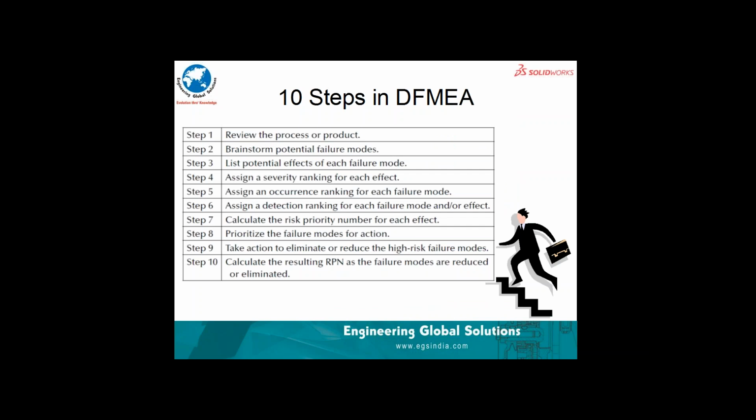The 10 steps in DFMEA start with reviewing the process or the product that we come up with. In this case, the product, because it's design. Then brainstorming the potential failure modes with marketing and sales, with the service department, with past product data, competitor information, market surveys, and so on and so forth.